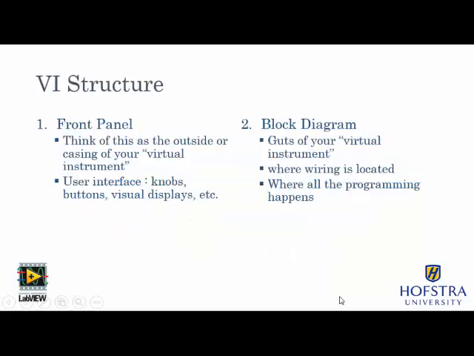When creating a VI, you will notice two windows which appear, the front panel and the block diagram. You can think of the front panel as the outside or casing of your virtual instrument. This is where the user can interface with your device through on-screen knobs, buttons, and visual displays, just to name a few things. The block diagram, on the other hand, is the guts of your virtual instrument. This is where you will wire up all your components and function blocks to achieve a desired task. This is where the true programming happens.